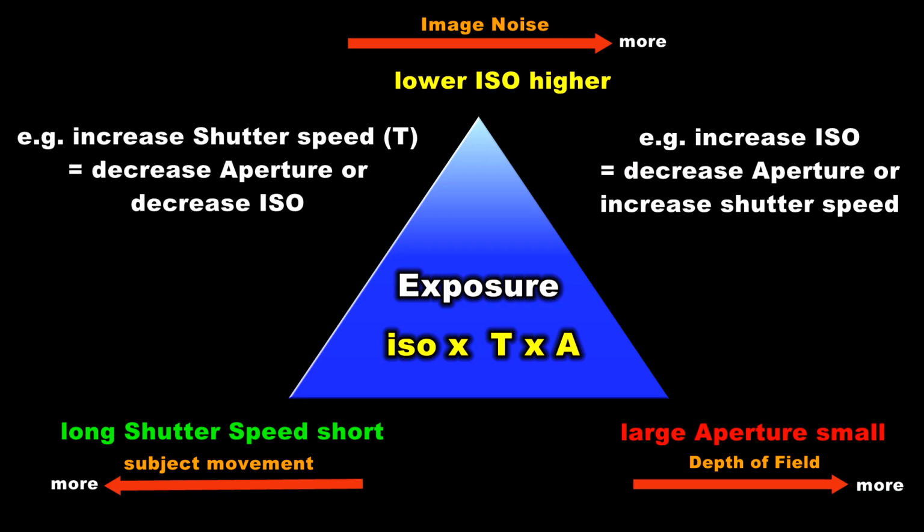So when you're using manual exposure, it's always a case of determining which is the highest priority in the picture, whether you want low noise, no subject motion, or depth of field.